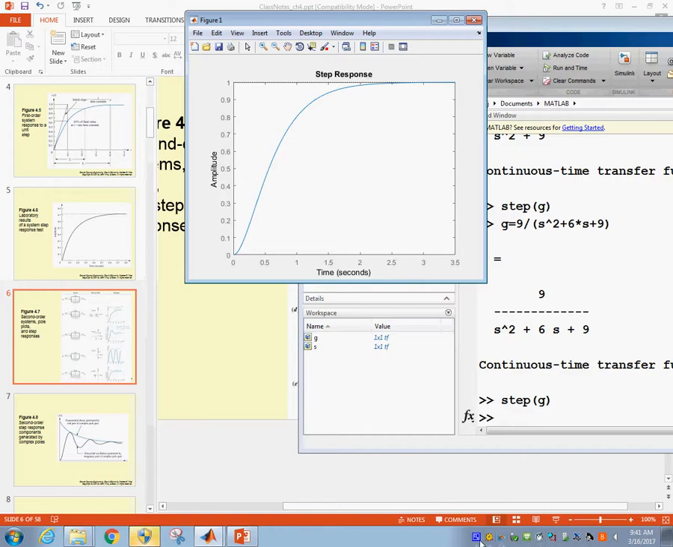So the conclusion is, by changing the location of the poles, we change the response.